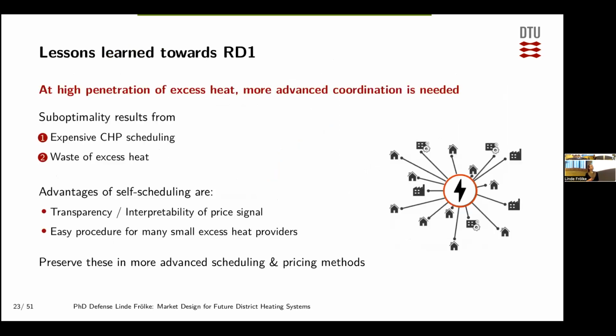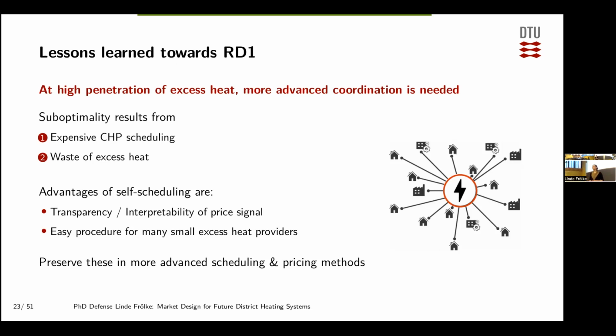And because of this big increase in relative suboptimality, we in this work conclude that at high penetrations of excess heat, this self-scheduling method no longer suffices and more advanced coordination is needed. We find that the suboptimality results from two main effects. The first one is that the CHP plants will be scheduled in more expensive hours than necessary when they would be coordinated with the excess heat providers. And the second is that the excess heat is scheduled without knowledge of the total heat load in the system. So there may actually be wasted excess heat if this self-scheduled excess heat exceeds the total load in the system.